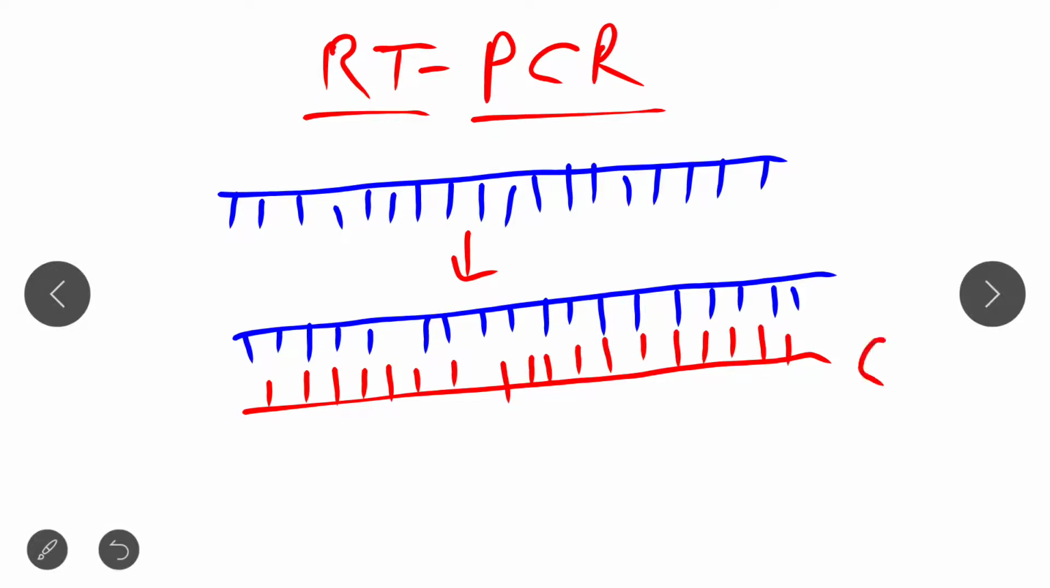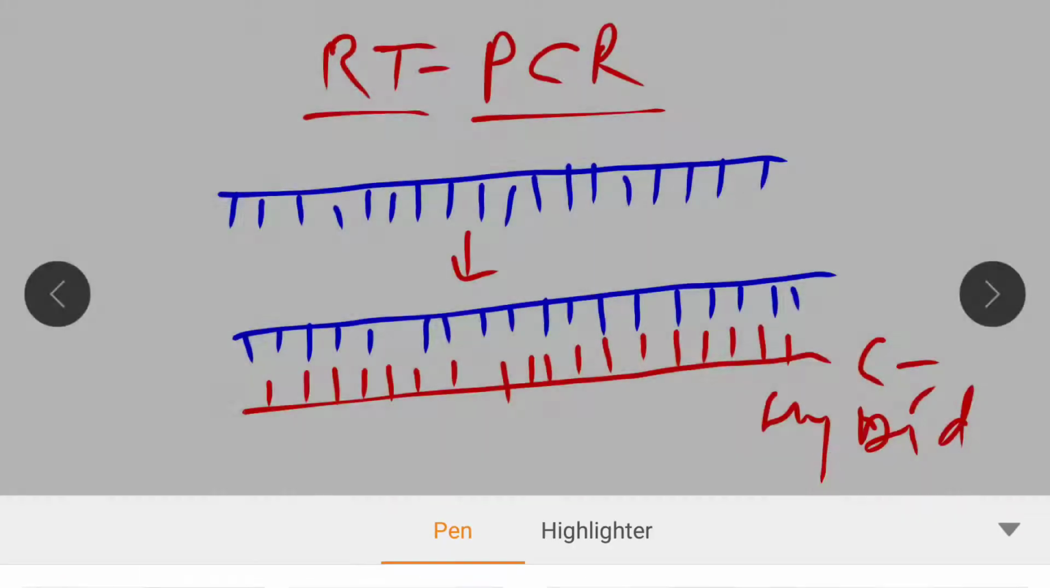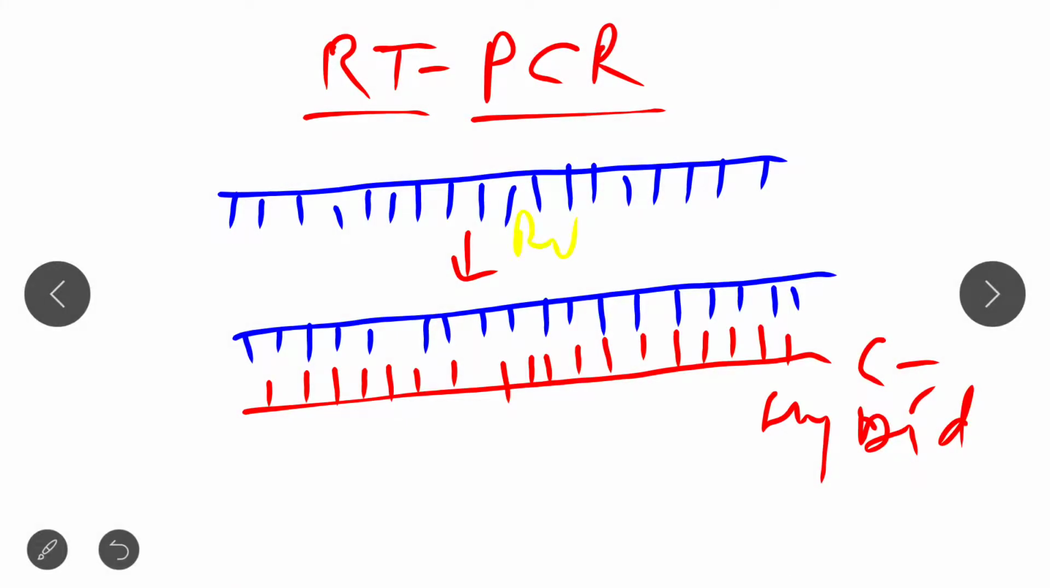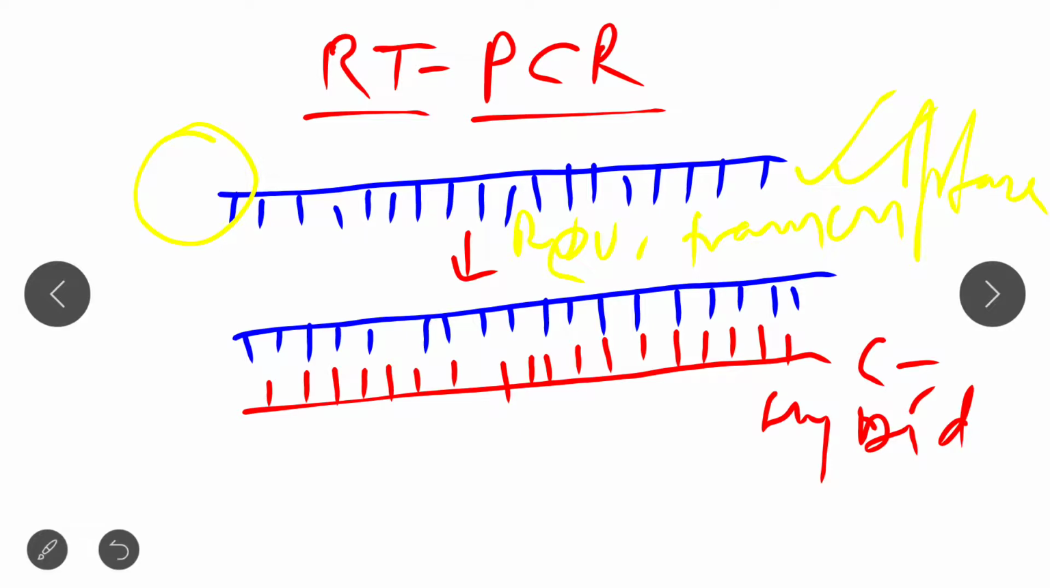So by the use of this single stranded RNA, we made a complementary hybrid of RNA and DNA, okay. And this process was done by reverse transcriptase. Clear? So from this RNA, by the use of the reverse transcription process, a complementary DNA is formed, that is a hybrid of RNA and DNA.